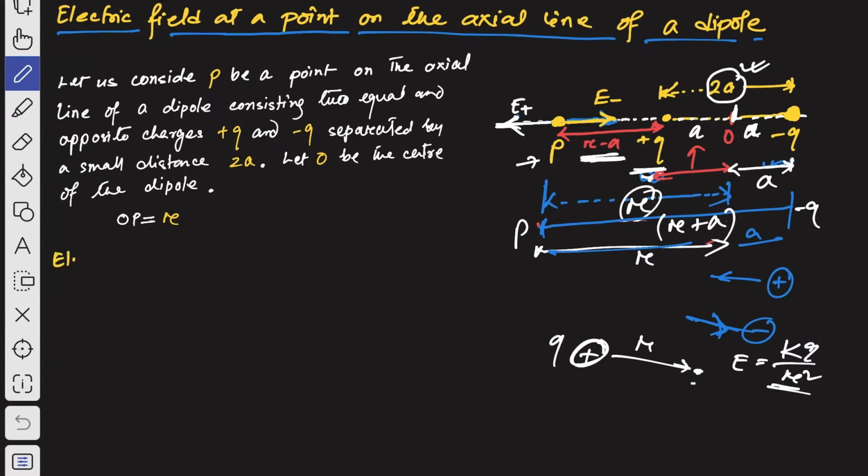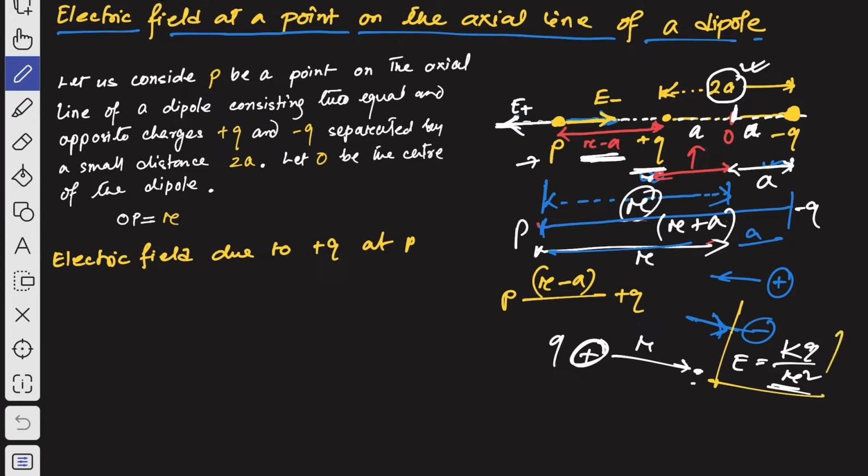So in this case, if you find the electric field due to the positive charge Q at P, as we have got from the diagram, the distance between point P and the positive charge Q is R minus A, right? If you apply this formula, the R square should be replaced by R minus A whole square.